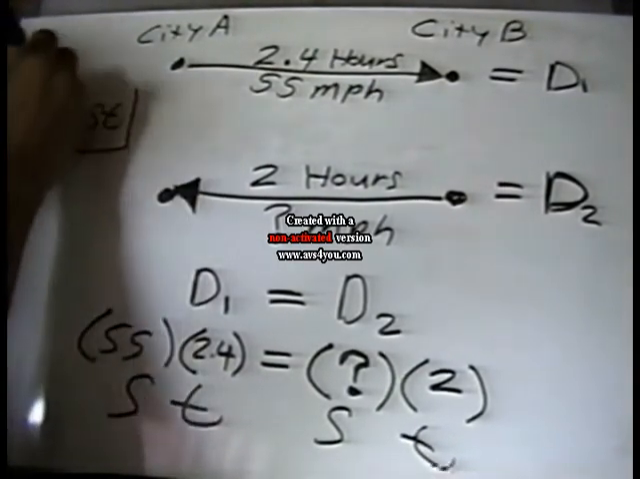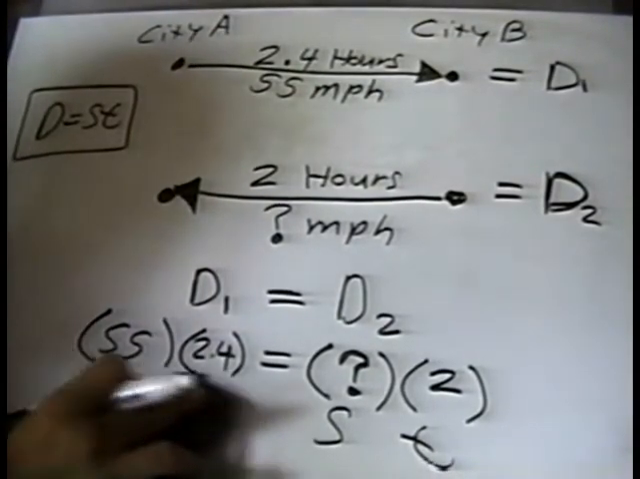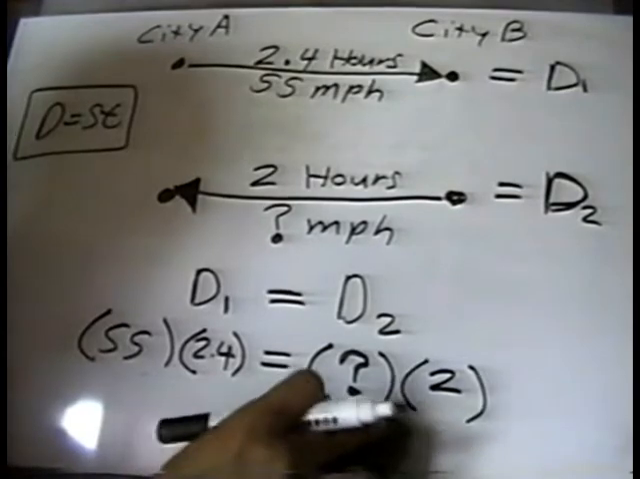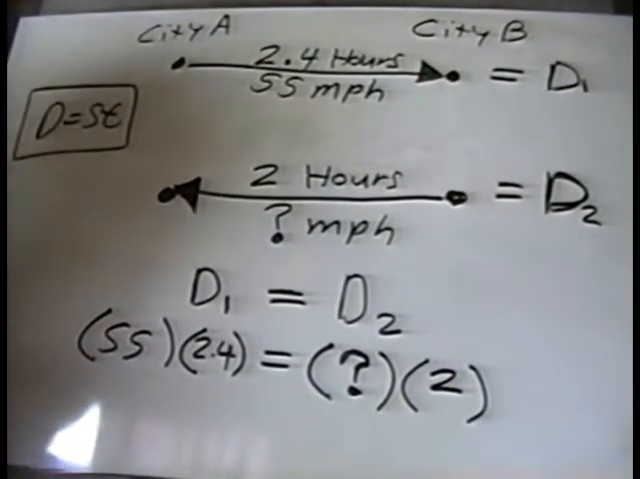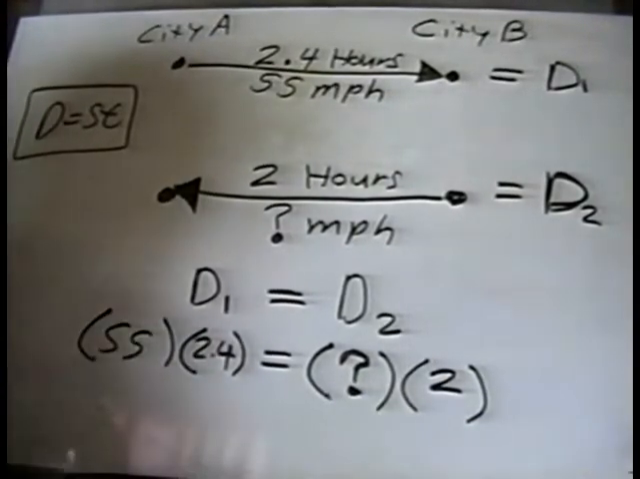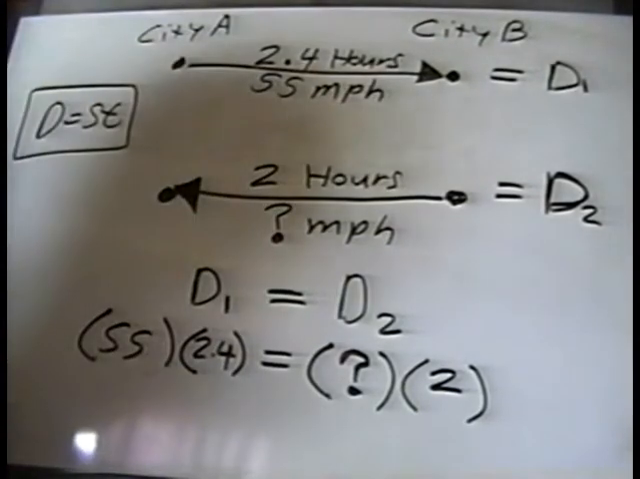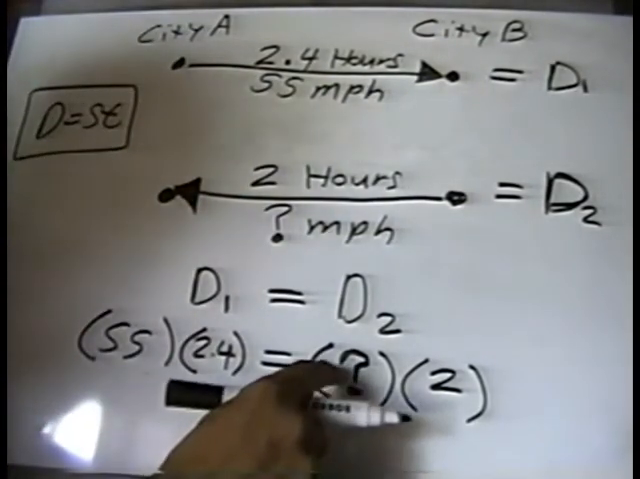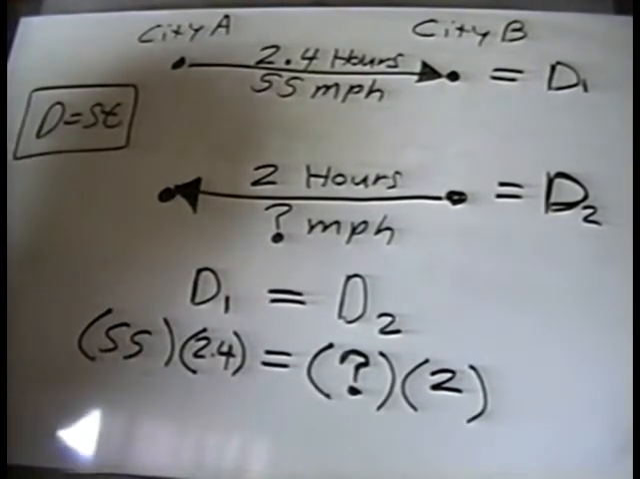Now, 2 hours was the time. Remember, we're saying this D equals S by T. Speed and the time. See? Using the distance formula, D equals S by T. Or speed by time.